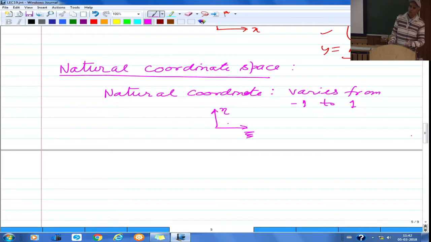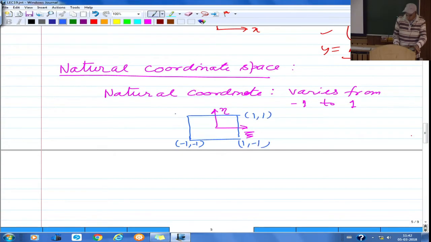So this natural coordinate space is just defined between -1 to +1. That means essentially a square of sides 2 by 2. If you look at the domain, it's just a square of 2 by 2. So this corner is going to be -1, -1, this is going to be 1 and -1, this is going to be 1 and 1, and this is going to be -1 and 1. So this space is called natural coordinate space. That is essentially the space defined by natural coordinates, and natural coordinates are the coordinates which vary from -1 to +1. So this space is always going to be a square of side 2 by 2.